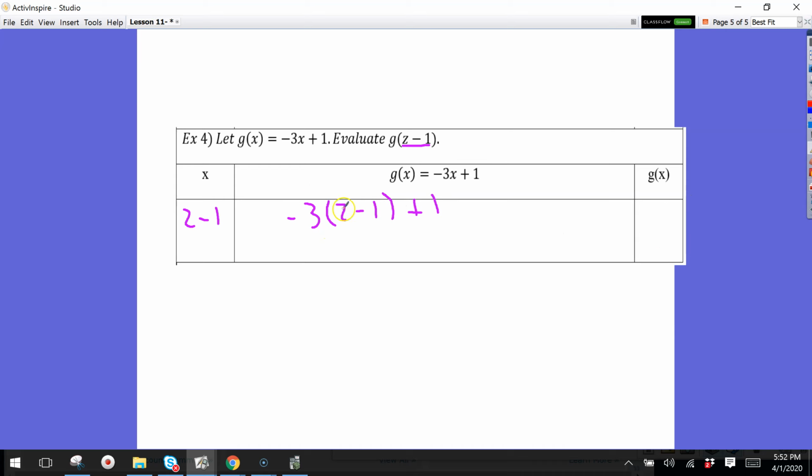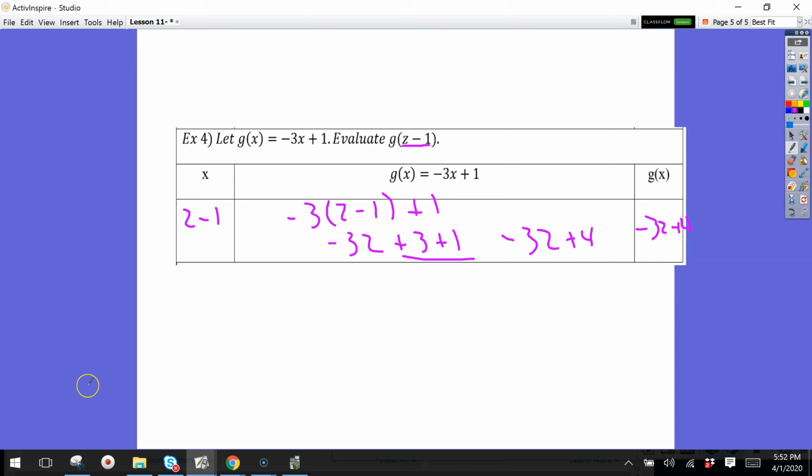So first I would distribute, and I have negative 3z, and negative 3 times negative 1 is positive 3 plus 1, and then combine like terms. So I get an output of negative 3z plus 4. So that means if you plug in a number minus 1, you're going to get an output of negative 3 times that number plus 4 every single time. So it's just kind of like a rule for it.